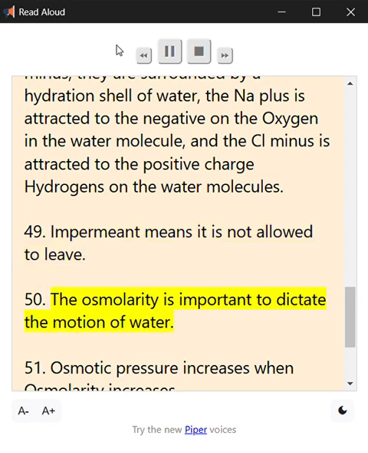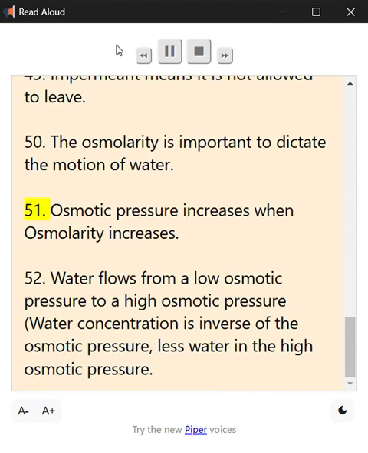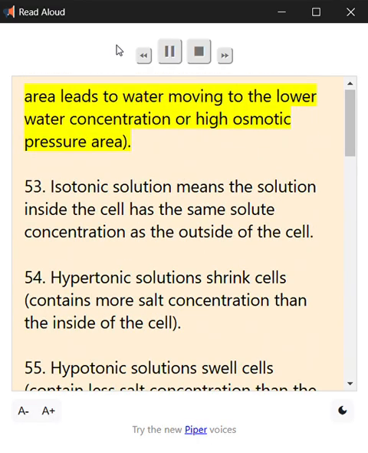50. Osmolarity is important to dictate the motion of water. 51. Osmotic pressure increases when osmolarity increases. 52. Water flows from a low osmotic pressure to a high osmotic pressure. Water concentration is inverse of the osmotic pressure, with less water in the high osmotic pressure area. This leads to water moving to the lower water concentration, or high osmotic pressure area.